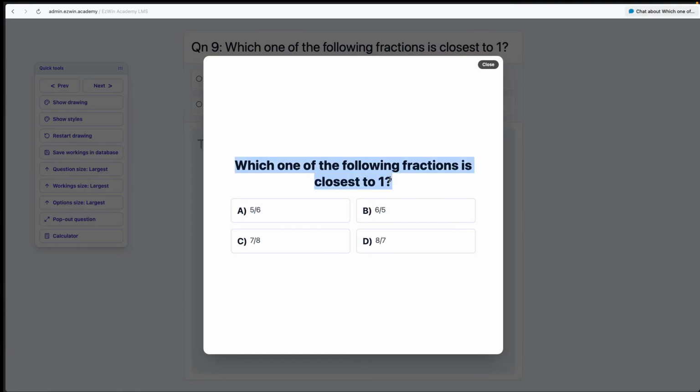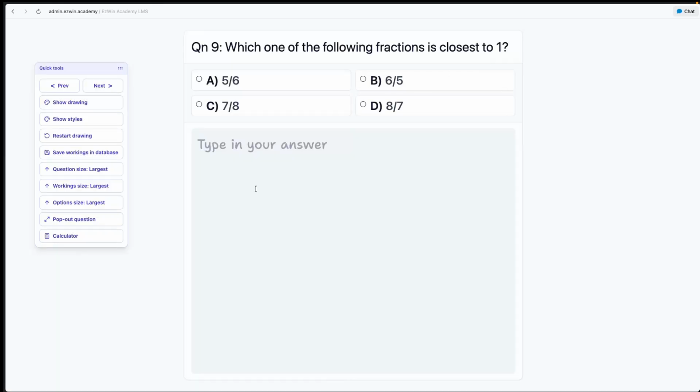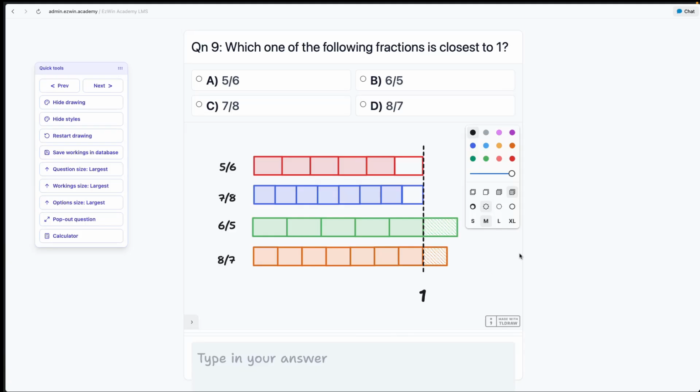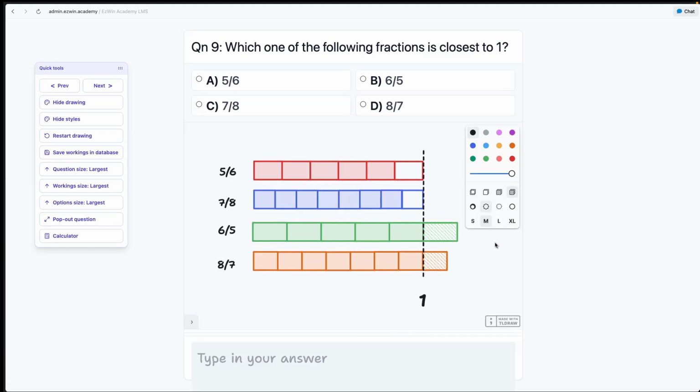Which one of the following fractions is closest to 1? Okay, so in this case, what I'm going to do is I'm going to draw it out for you. So give me a sec. Okay, so I've drawn out a simple model over here. So you have 5 over 6, so you have missing one here. 7 out of 8, missing one here. 6 out of 5, which is an excess of 1 here. And 8 out of 7, which is an excess of 1 here.